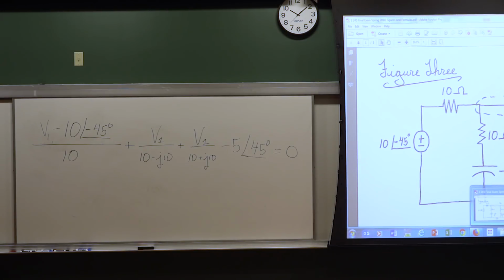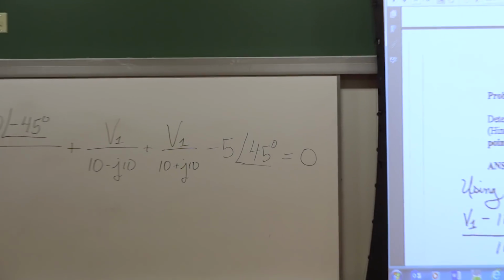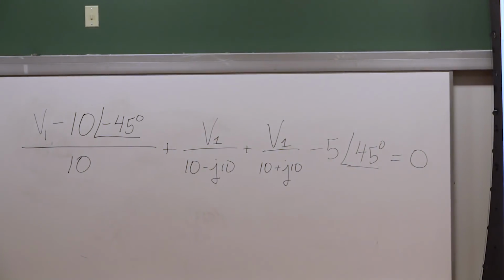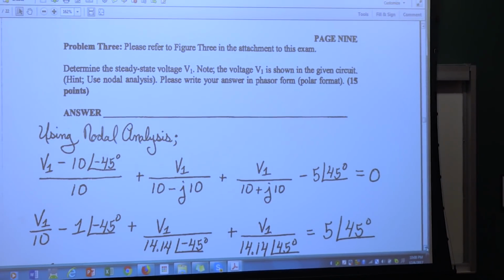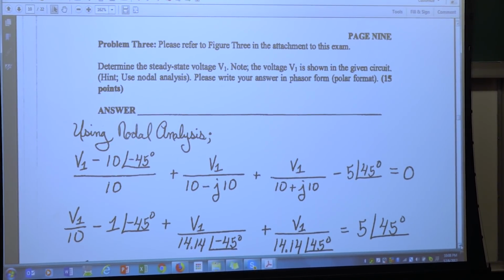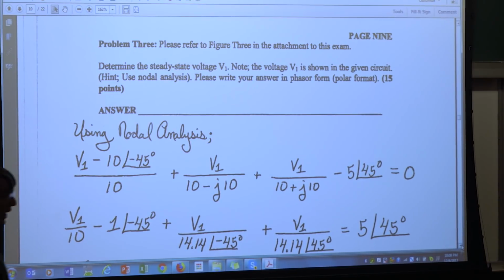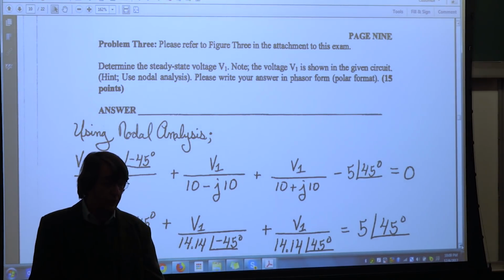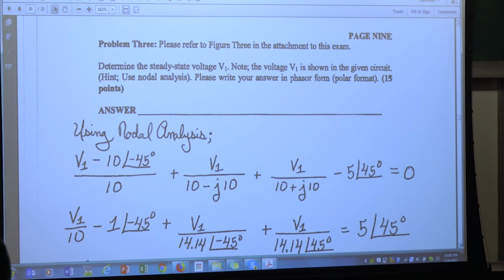So let me pop up the solutions here. Okay. Now, to me, the first equation is key. V1 minus 10 angle minus 45, over 10, plus V1 over 10 minus J10. Okay, I think we did it. Now, my colleagues, if you don't mind, I'm leaving the rest to you. I know you can do it. The rest is complex arithmetic. We've done it a few times. The exam, homework. I have a practice problem posted on the website from chapter 5. So my colleagues, I think you can do this with enough practice.